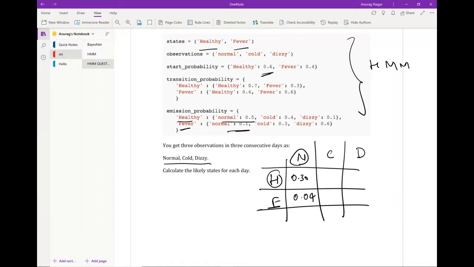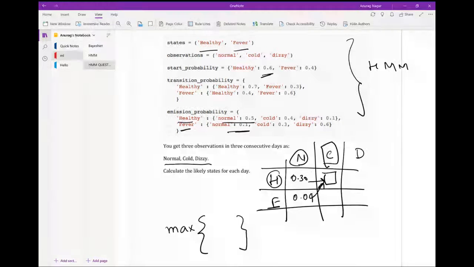Then what do you do? Well, you compute time 2, and here this value. You take this jump and take the max of that. So healthy and cold, healthy and cold is 40%. So you're going to take the max of two things, and then you're going to multiply that by 0.4. What are the two max things?